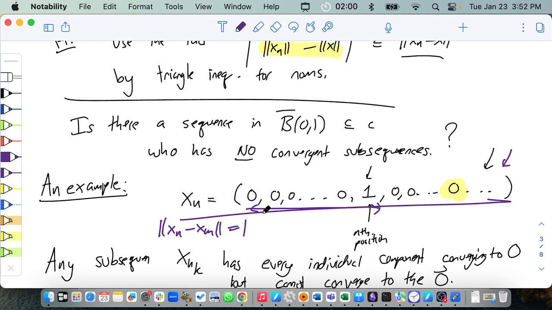Okay, we're going to stop there, and we'll see you guys next class on Thursday. We'll talk more about Cauchy sequences and convergence and that kind of thing.